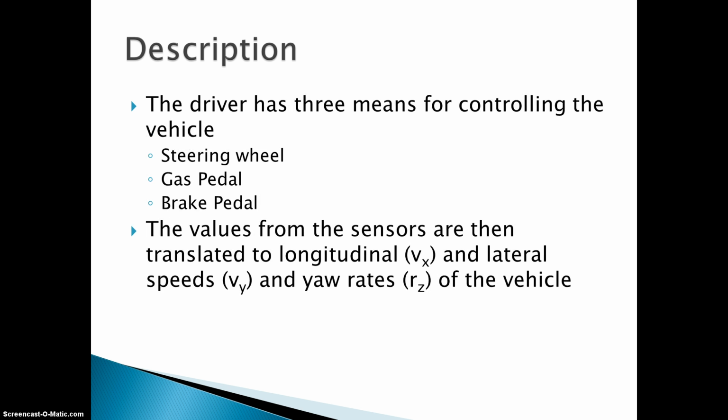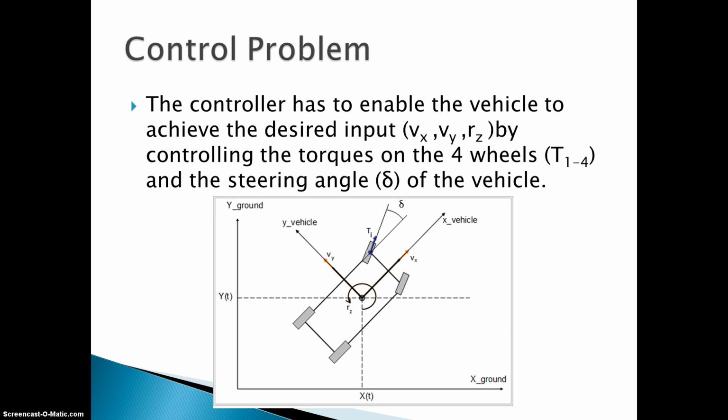The driver has three means to control the vehicle: steering wheel, gas pedal, and brake pedal, and the values of the sensors in these means are translated to longitudinal and lateral speeds of Vx and Vy and yaw rate of Rz for the vehicle. The control problem that we have in this project is to be able to achieve desired Vx, Vy, and Rz through the steering angle of the front wheels and the torques on each wheel.